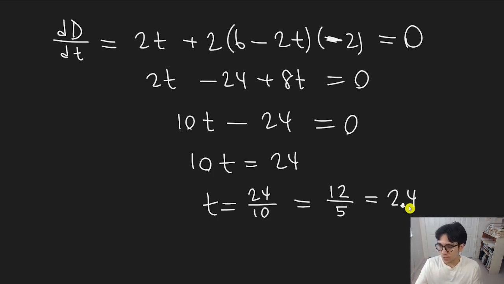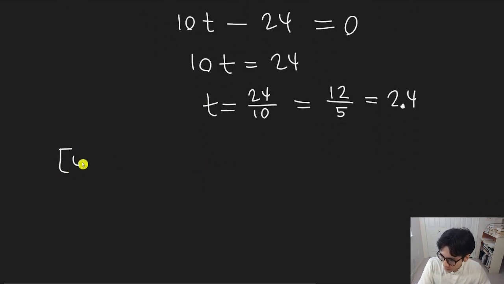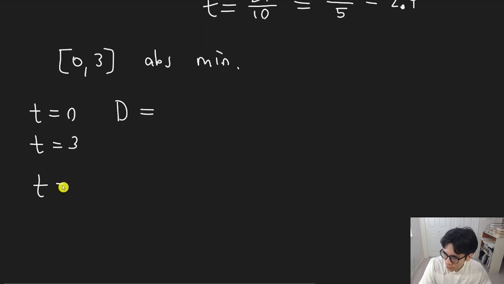There are a few different ways. One of them is to think, we have a closed interval from 0 to 3. On this interval, we want to figure out the absolute minimum. And to do that, it can either occur at one of the endpoints or at one of the critical points. So what we could do is test t equals 0, t equals 3, and t equals 12 divided by 5.